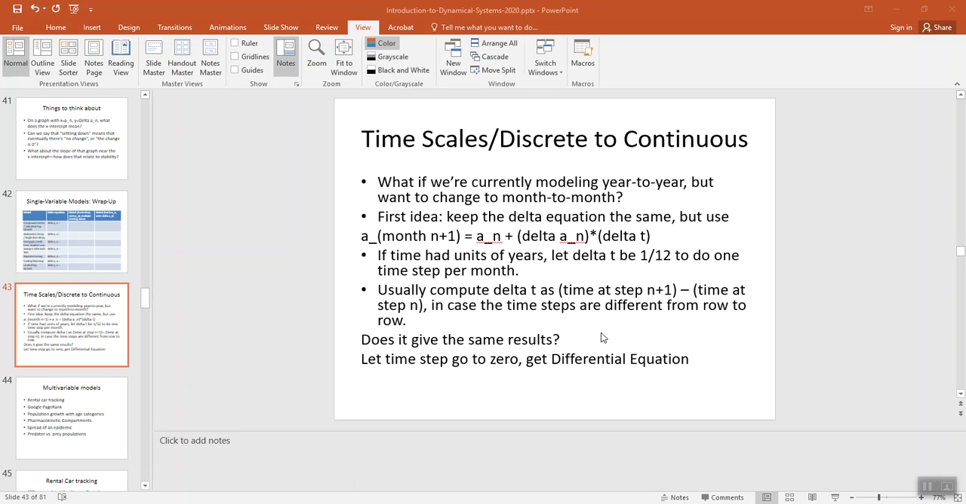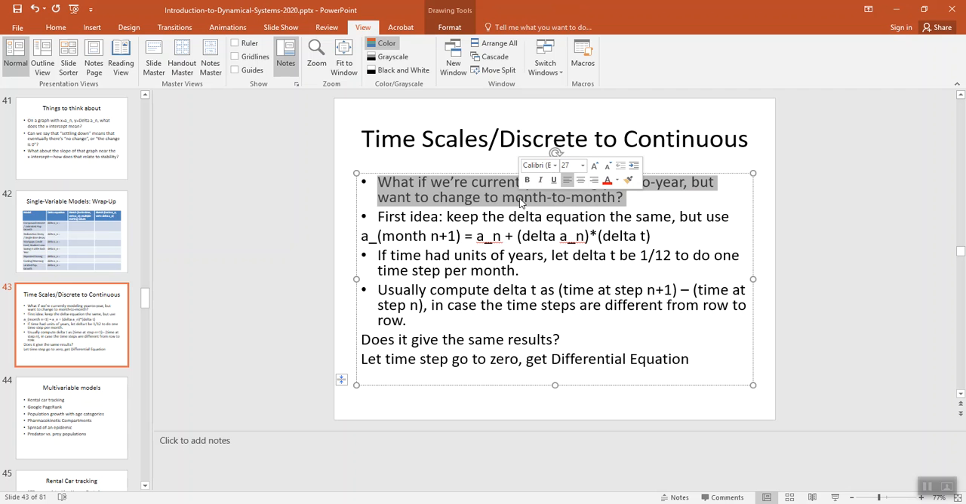Before, way back at the beginning, I said we're going to just take time step 1 and time step 2 and not worry about what happens in between time steps, but sometimes we do need to think about that. So let's say we're modeling something year to year, but we want to change it to month. We like to keep the delta equation the same, like delta is some constant times the previous amount.